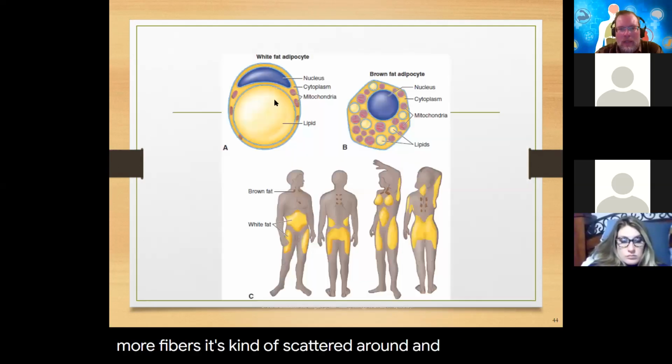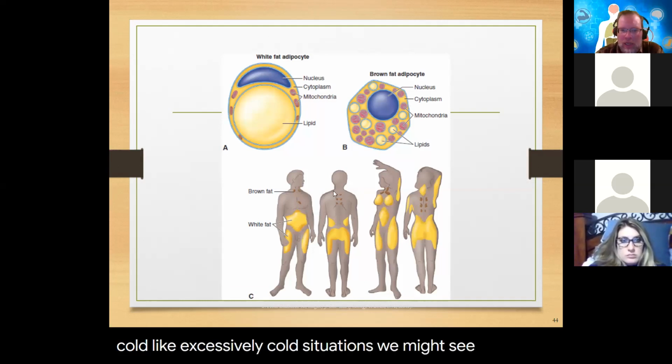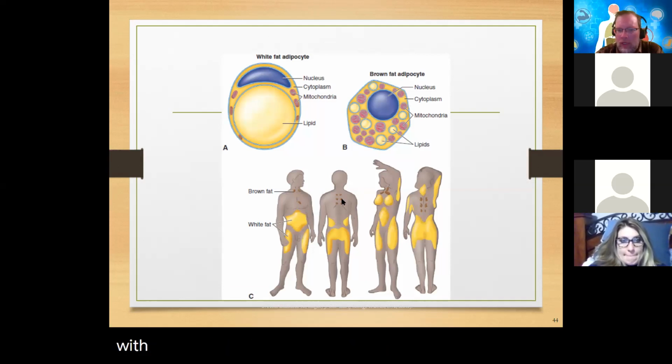White and brown. Brown fat is noticed kind of between the shoulder blades, right around the throat area. Looks like around the heart. Brown fat really gets triggered when we're extremely cold, like excessively cold situations. We might see some of the energy stored in the brown fat being used to help with some of our shivering aspects, as well as conservation of energy, again around the heart area.